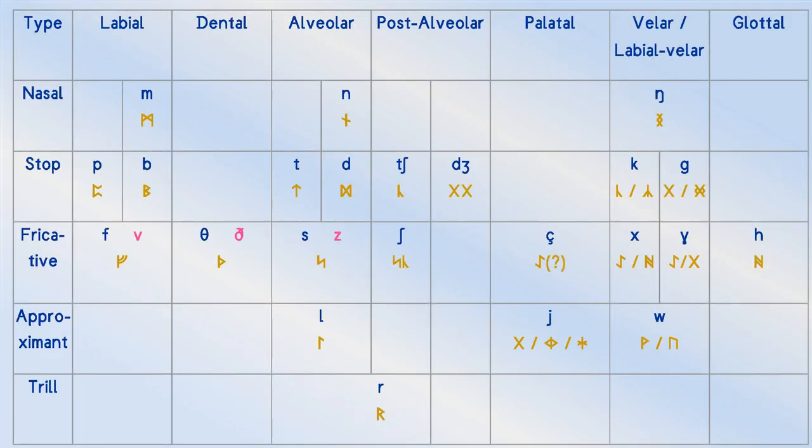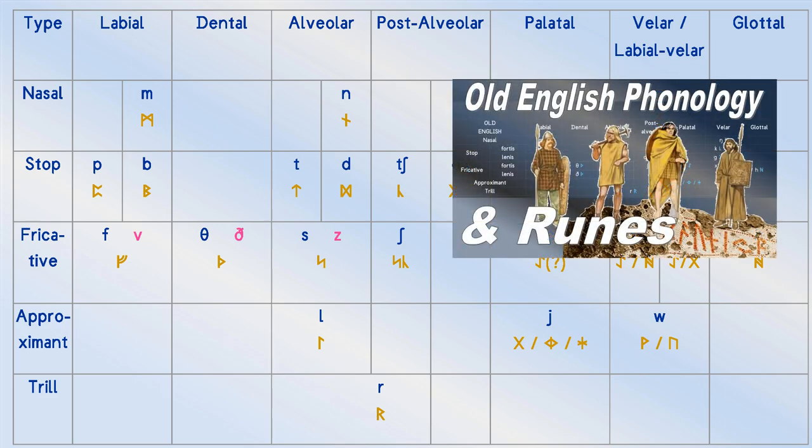In this video, we'll be comparing Old English with Contemporary English to deduce how Anglo-Saxon futhorc runes can be used to write today's English. As a reminder, Old English's consonants matched to runes as shown in this chart. If you want to know how they came to be that way, watch this prior video.